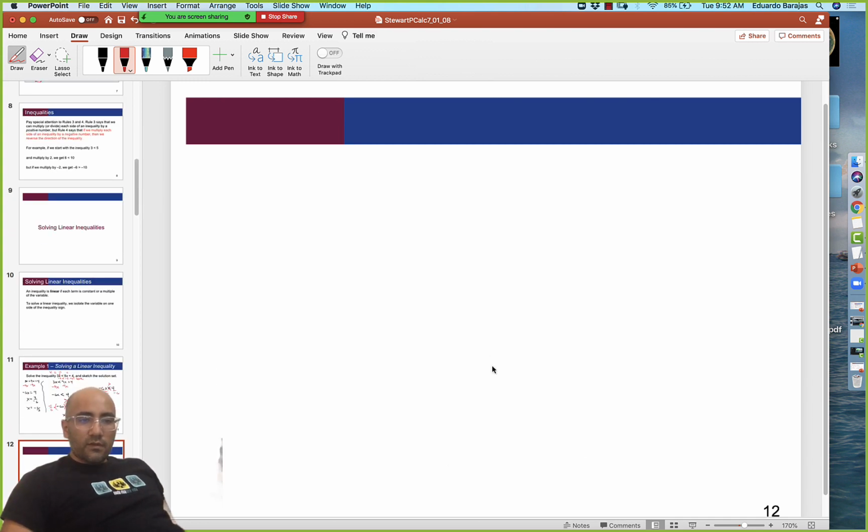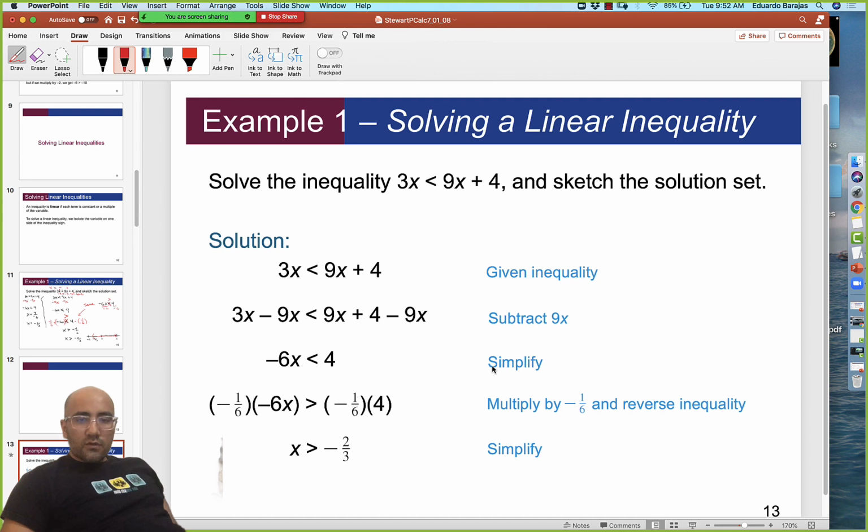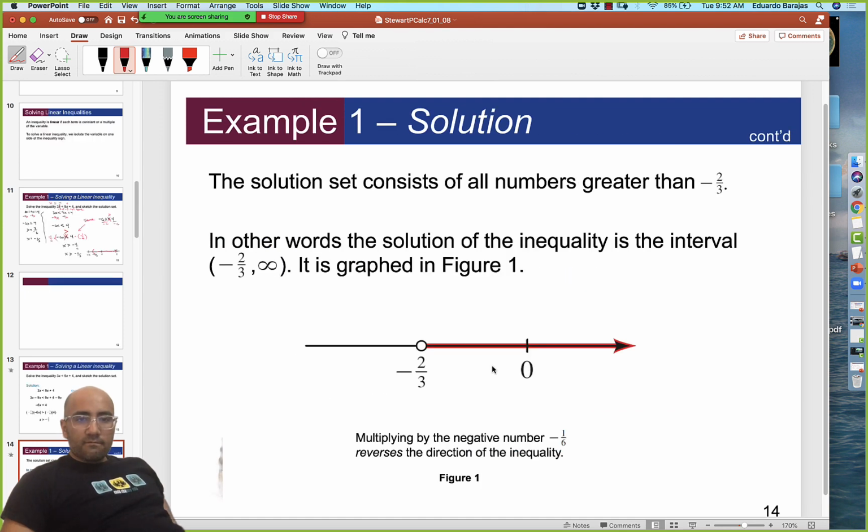Okay, any questions? No? Okay, so the author did the exact same thing. We can also use an open circle instead of parentheses, and we can also describe the exact same set using interval notation by describing it this way: -2/3 out to +infinity.